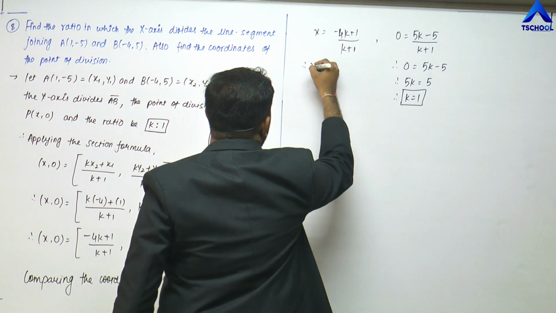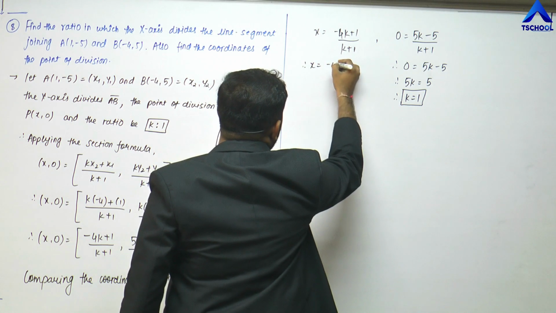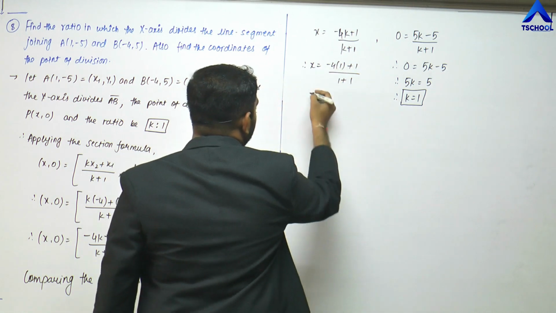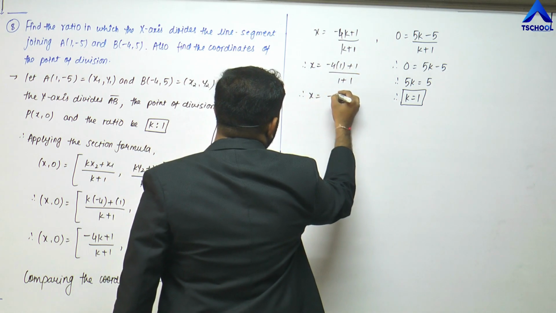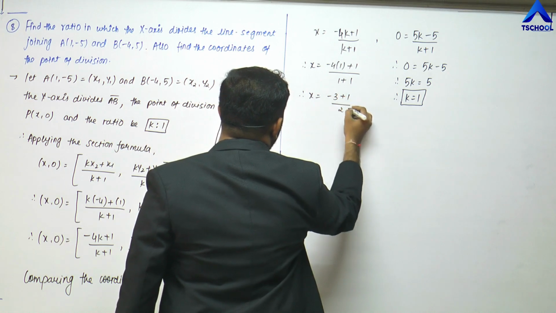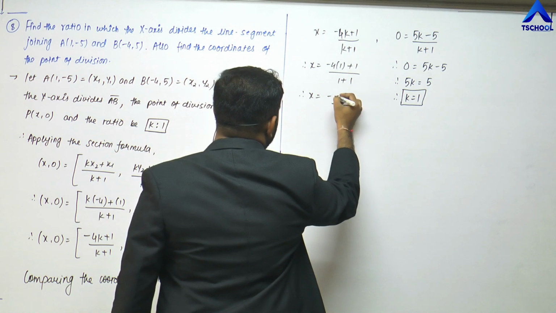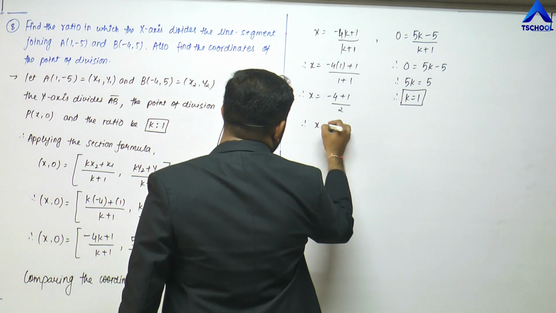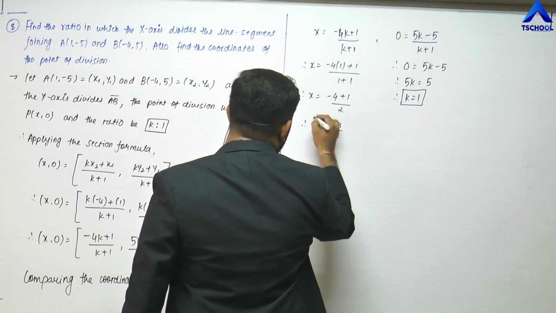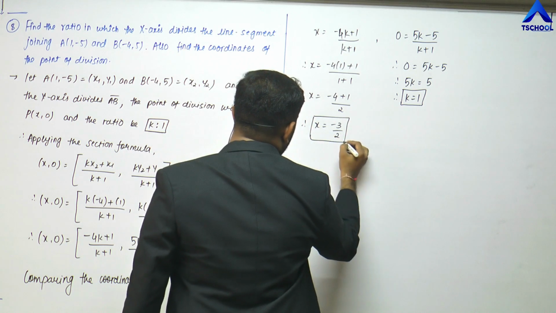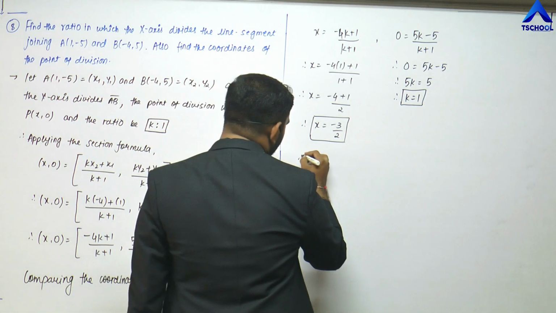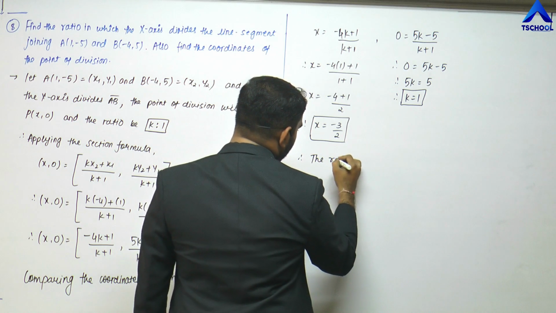Therefore now we get x as minus 4 into 1 plus 1 upon 1 plus 1. Therefore x equals minus 3 plus 1 upon minus 4 plus 1 upon 2, and that is x equals minus 3 by 2. So we got the value of x, that is minus 3 by 2, and the value of k, that is 1.